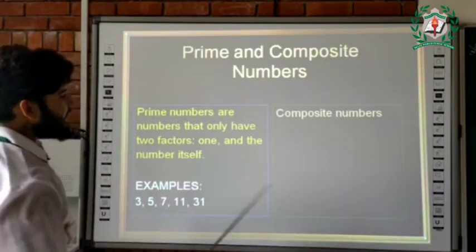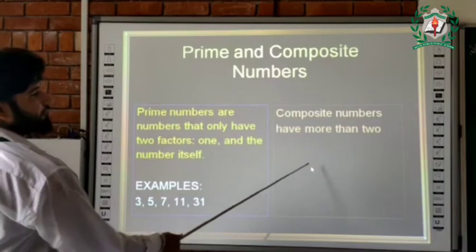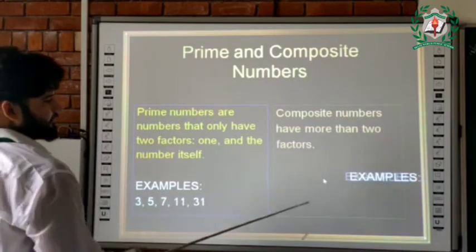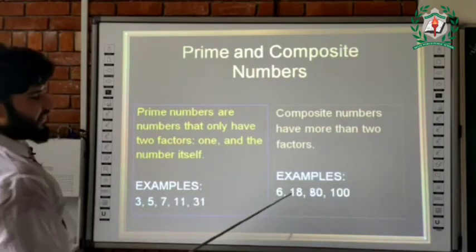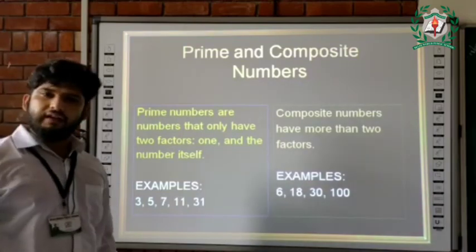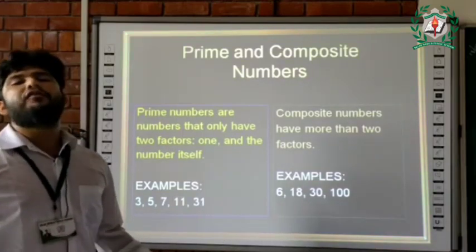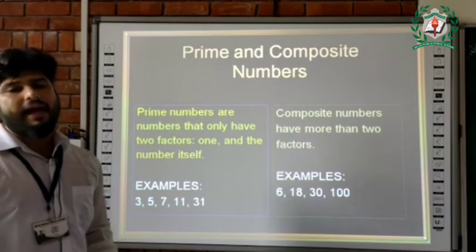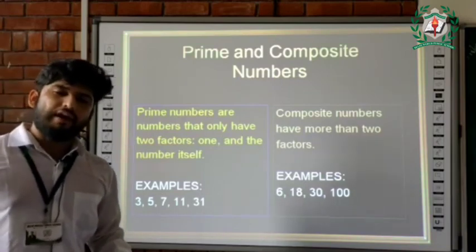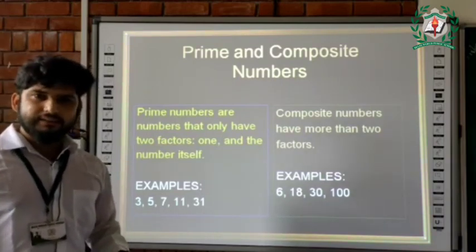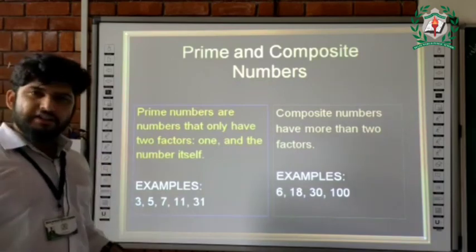Like this, we'll see an example. See, more than 2 factors: 6, 18, 30, 100. Of course, they have more than two factors. Like this, you have to perform the questions. Okay? And do practice the questions. If you have any doubt, you can ask. Okay? So, practice the questions.